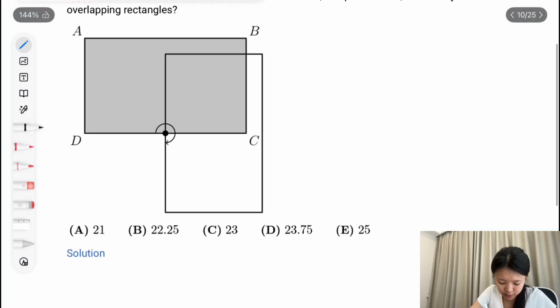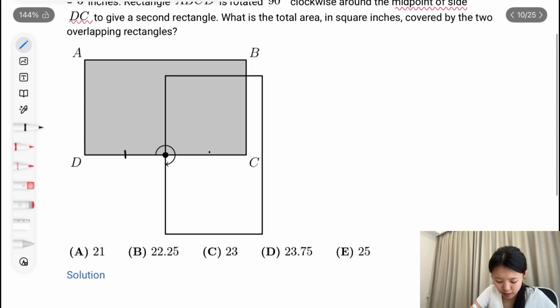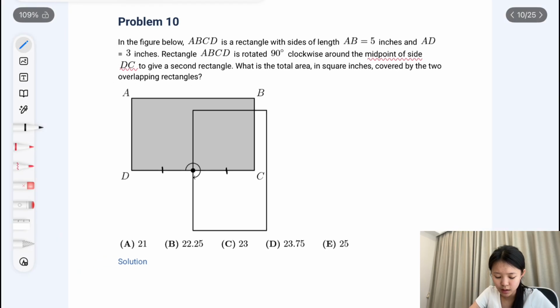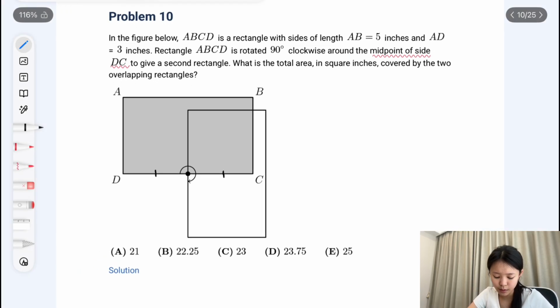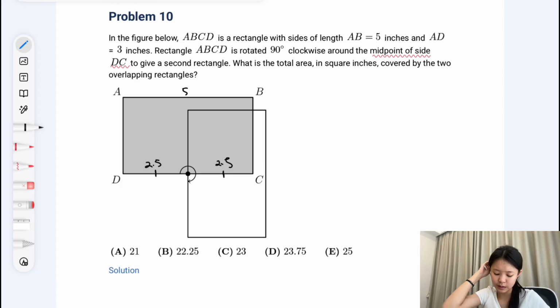So they tell us that specifically this is a midpoint, and because we know that side length of DC equals side length of AB, it means that these are each 2.5. And the same thing is also a midpoint on this side, since we know it is rotated 90 degrees. So that's 2.5 as well.